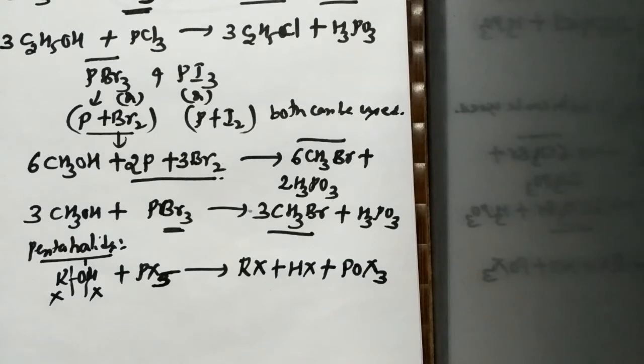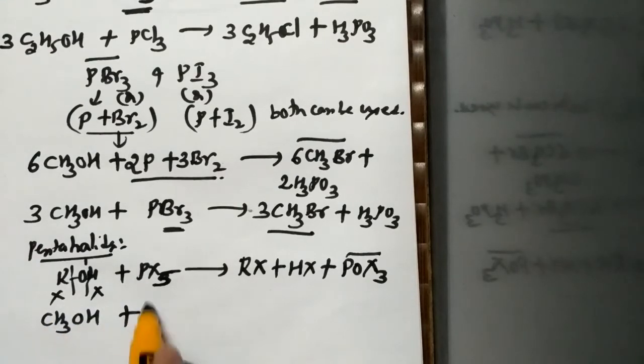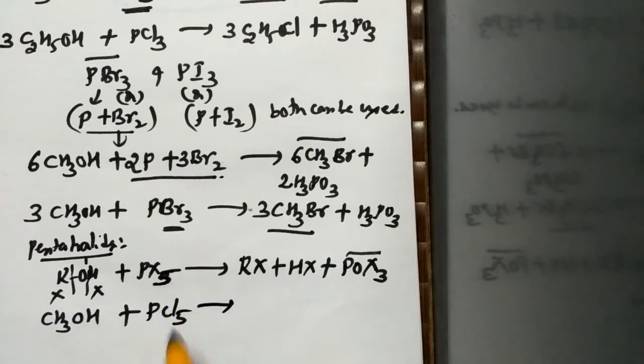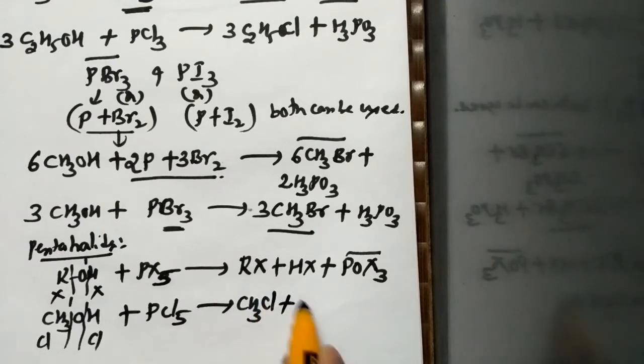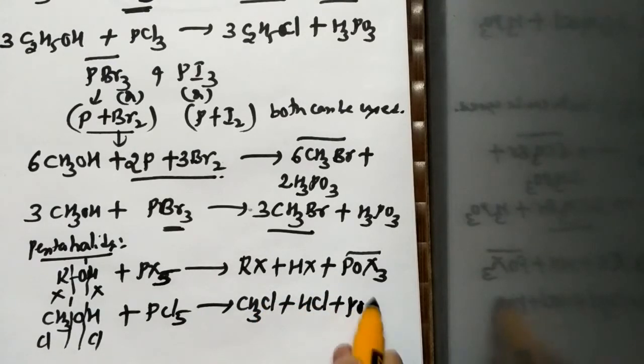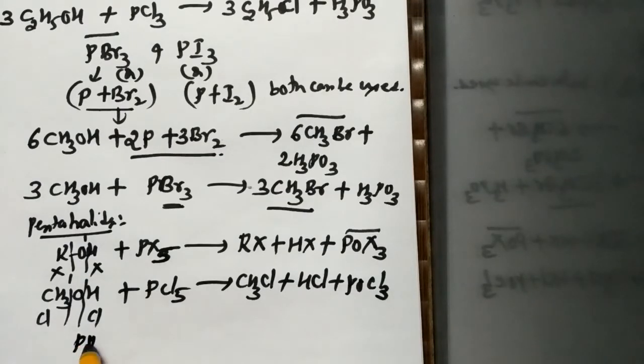This POX3 is called phosphorus oxyhalide. Taking a particular example, if I utilize CH3OH, that is methyl alcohol, and it is made to react with phosphorus pentachloride, one chlorine atom will combine with methyl, and one more chlorine atom will combine with hydrogen, which will give rise to CH3Cl plus HCl plus POCl3. Suppose I take the reaction with PBr5 and the reaction with PI5.